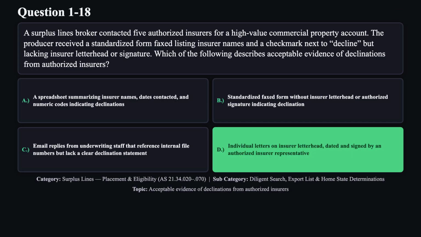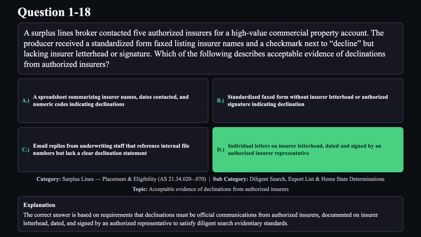The correct answer is D. The correct answer is based on requirements that declinations must be official communications from authorized insurers, documented on insurer letterhead, dated and signed by an authorized representative to satisfy diligent search evidentiary standards.